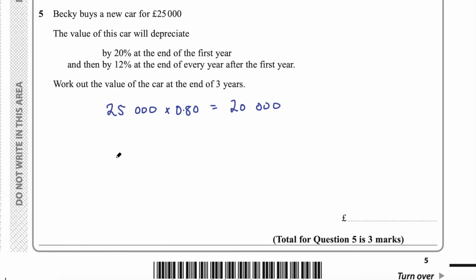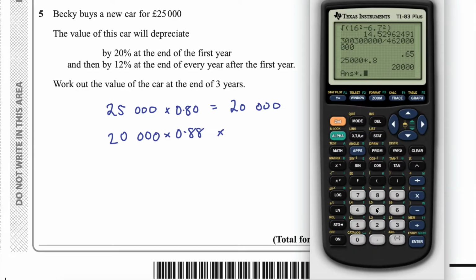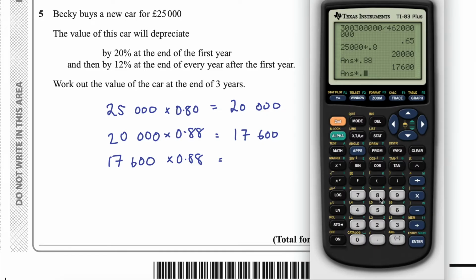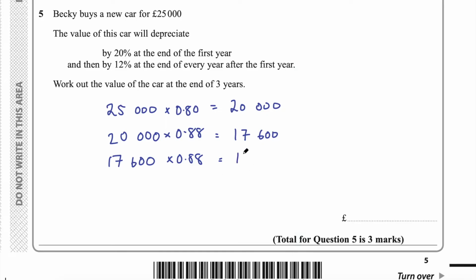Then it decreases by 12%. That's the same as multiplying by 88% or 0.88. So if we put that in, take that answer, multiply it by 0.88, we get 17,600, and then take that answer after 2 years and multiply it by 0.88 again, because it says 12% at the end of every year after the first year. So take that answer, multiply it by 0.88, and we get 15,488. Sorry, just double check, yep. So my final answer there is £15,488. That was question 5 for 3 marks.